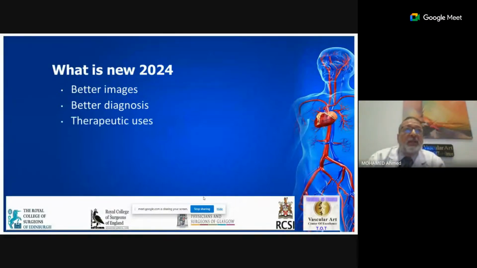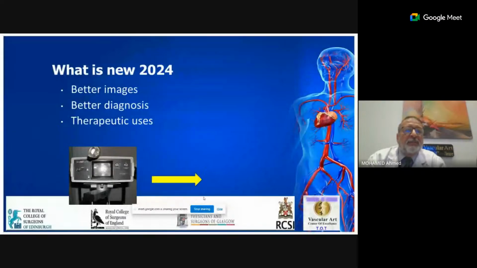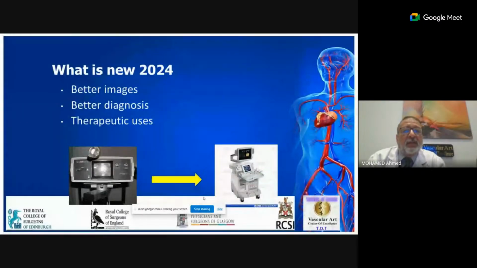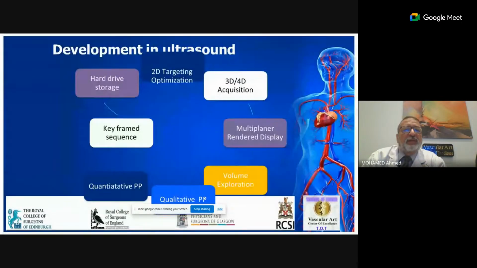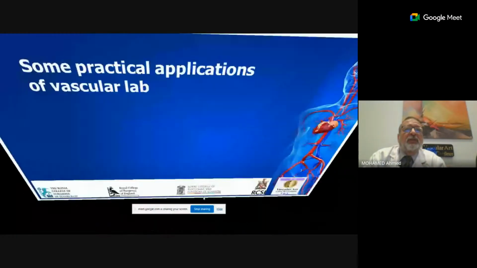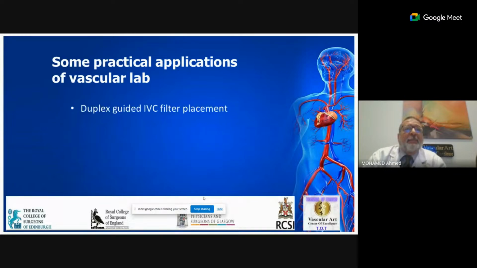There is now a lot of therapeutic use. This is the machine that was, I think, in 1940. This is the machine that we will be using today. You can see the difference, how dramatically easy it is for us to use. And this is the ultrasound technology. You don't need to go into detail of that, but all this is to make life simpler for you. And this is the development of ultrasound, how it has propagated into 3D and 4D and multiplanar acquisition. Again, as a vascular surgeon you are not involved in the ultrasound technology. What you want to do is the practical application.